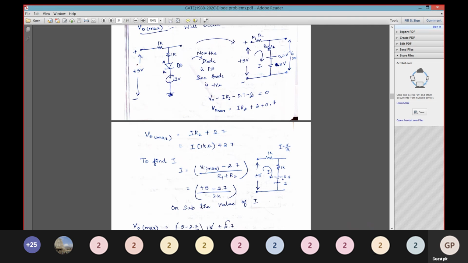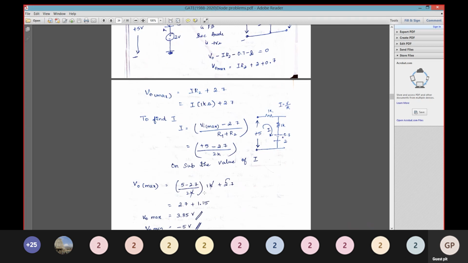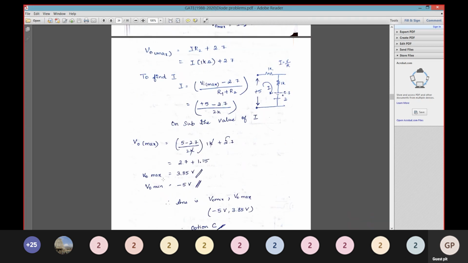Okay, so V maximum is 5, and the potential at this point is 2.7. 2 plus 0.7 is 2.7. So 5 minus 2.7 divided by R, the total R. 1K plus 1K, 2K. So your answer is 3.85.